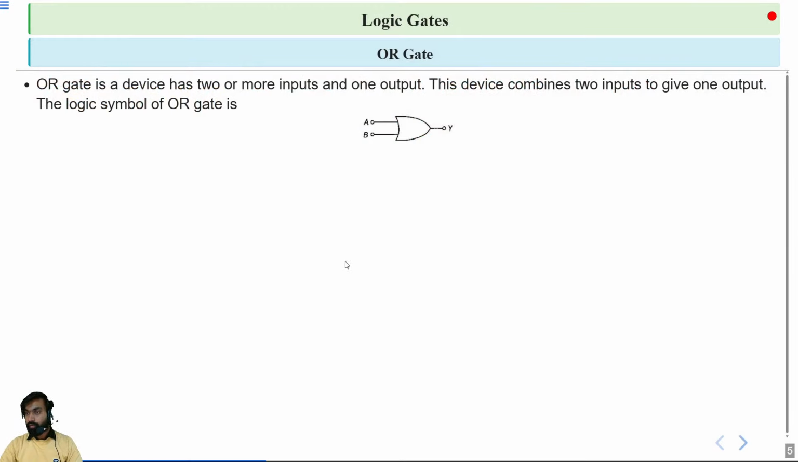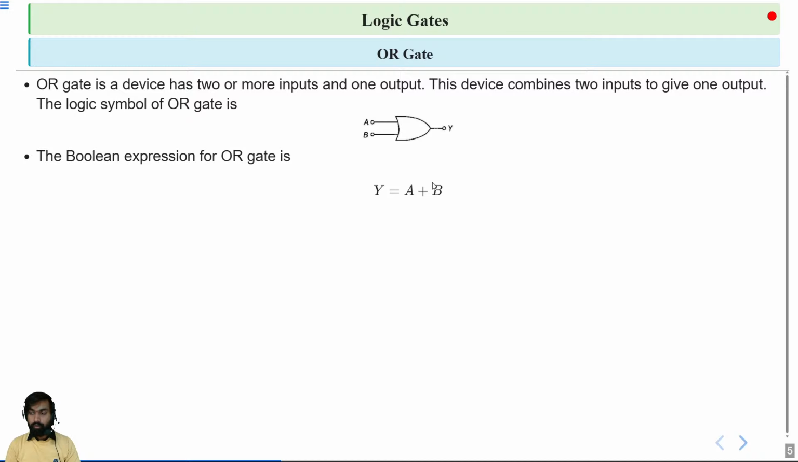All right. So we know the OR gate symbol looks like a curved shape pointed to the right. Here it has inputs on the left side, and one output on the right side.